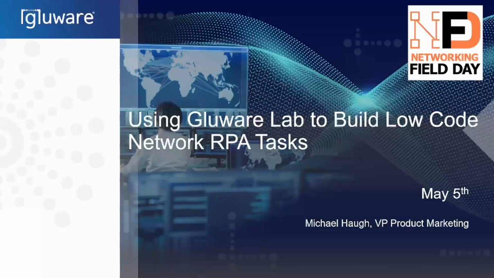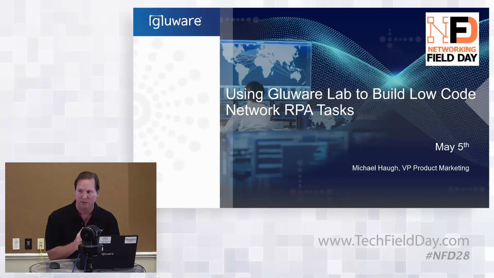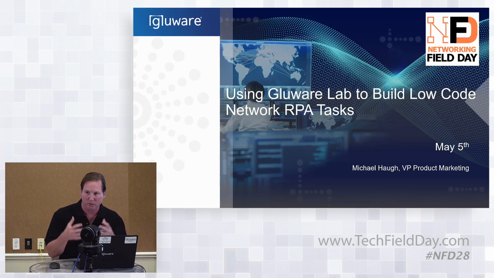I'm Michael Haugh, VP of Product Marketing, and in this segment, we're going to talk about something really interesting: how Network RPA tasks can be built. Because when it's pre-built, it's great, especially if what you need is there. And we're talking about automating the automation. If you're automating Gluware, the components like inventory and drift and config changes and other things, those tasks are there.